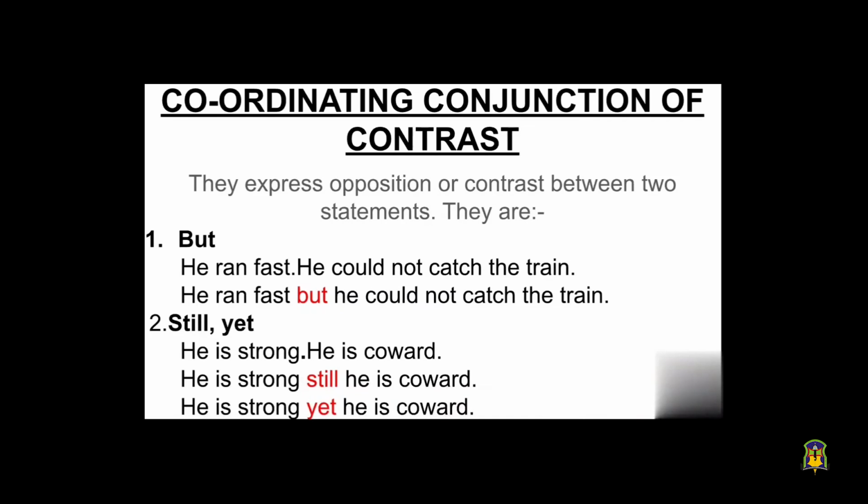Still, yet. He is strong, he is a coward. So both are different statements. He is strong, still he is a coward. So by using the conjunction still, we have made this statement into a contrast. He is strong, yet he is a coward. So we can use both still and yet because both have the same meaning.